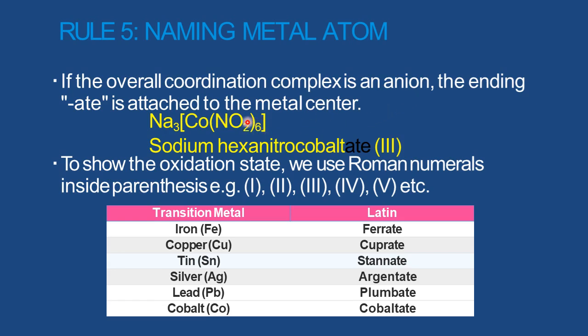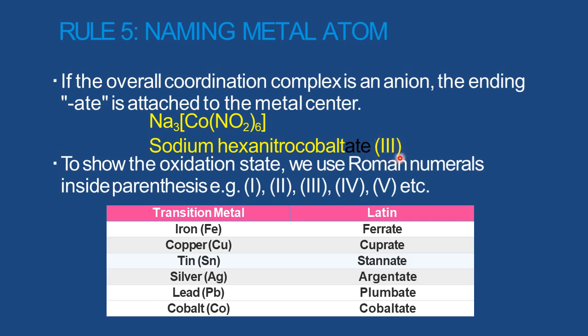hexanitro. We write hexanitro first because it is the ligand. After that, the metal atom. But since the metal atom is present in the coordination sphere, which is an anion, the ending of the name of this metal is going to be ate. So we are going to write cobaltate instead of cobalt, followed by parentheses, and within the parentheses we write the oxidation state of the central metal atom.